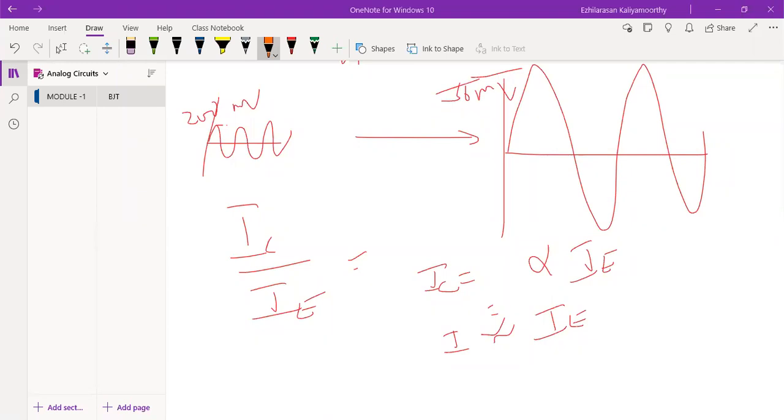There are four different types of biasing. One is the base resistor method, second is collector to base bias, third is biasing with collector feedback resistor, and fourth is voltage divider bias. Here we are going to study only two biasings.